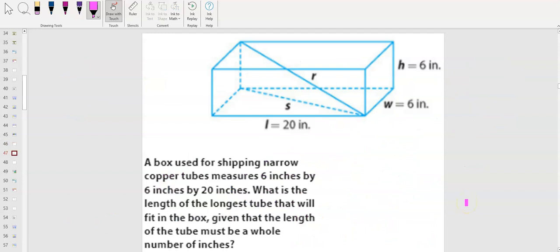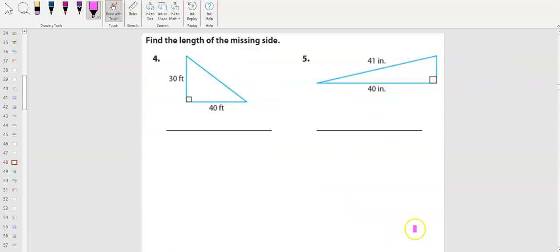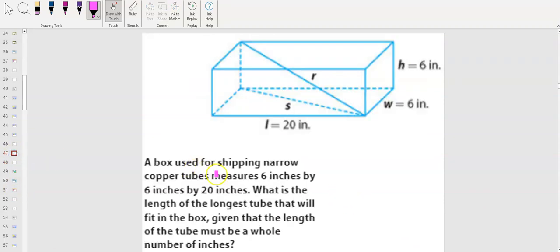Now, of course, we have to have our math with our word problems here. So we have a shipping box that is used for shipping narrow copper tubes, and it measures 6 inches tall, or in height, by 20 inches long. It's 6 inches tall and wide and 20 inches long.